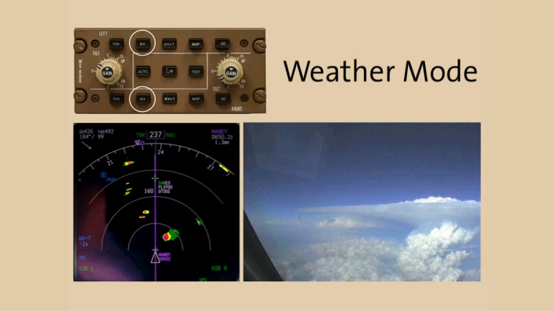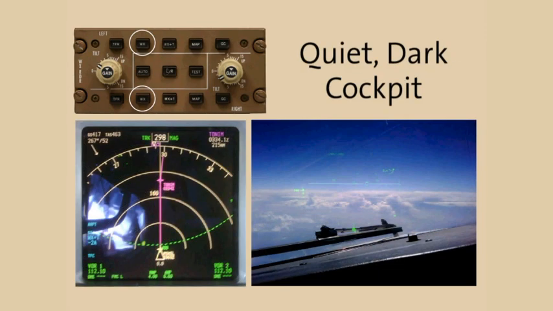One significant difference between MultiScan in auto and a traditional radar is that weather below the aircraft flight path, or non-threat weather, is not displayed. MultiScan uses the quiet dark cockpit philosophy. In other words, if it's not a threat, it's not displayed.